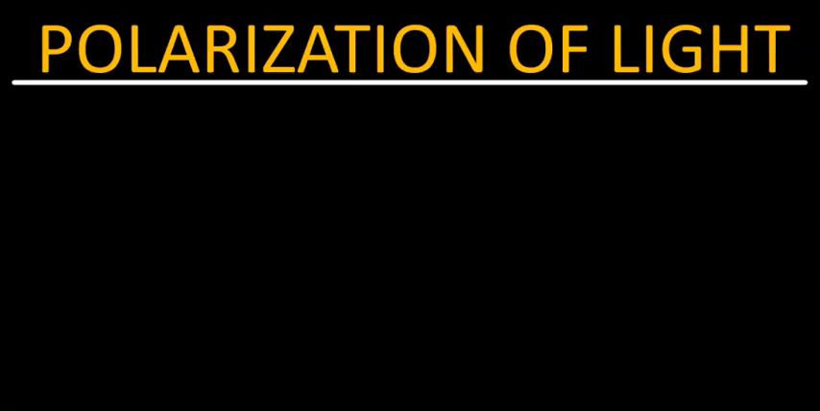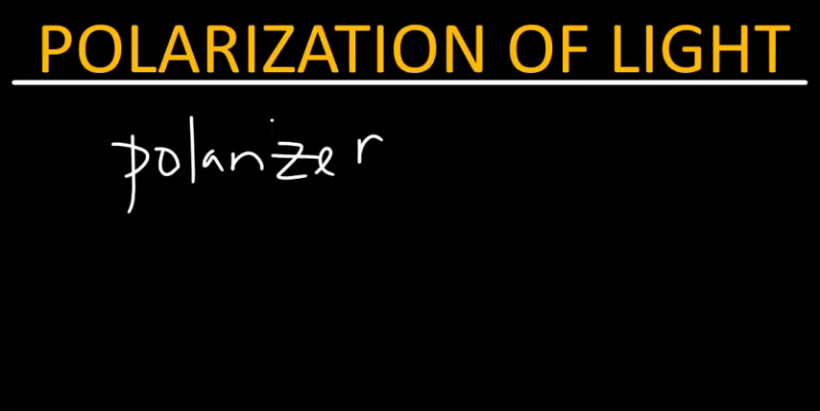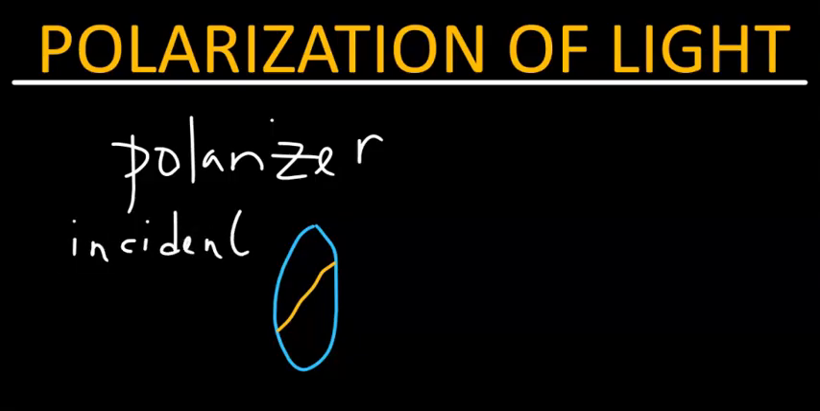Polarization of light can be observed using an apparatus known as a polarizer. A polarizer consists of a polarizing axis, say like that. So if an incident light is polarized in the same direction as the direction of that polarizing axis, like that, 100% of this incident light will be transmitted through the polarizer.